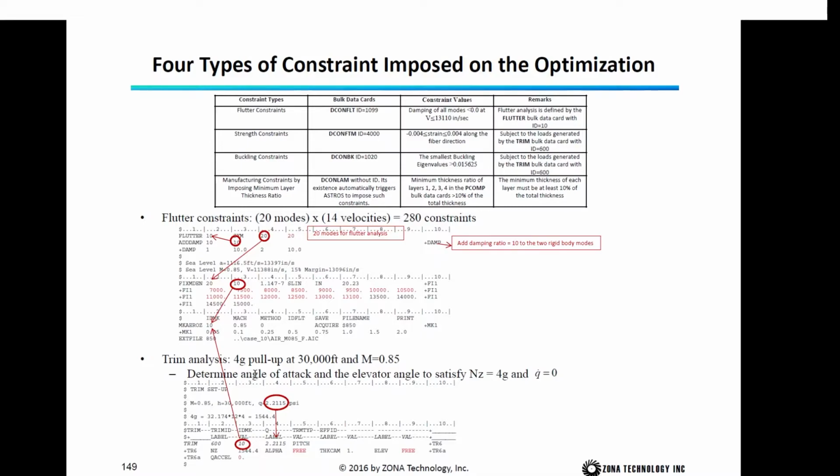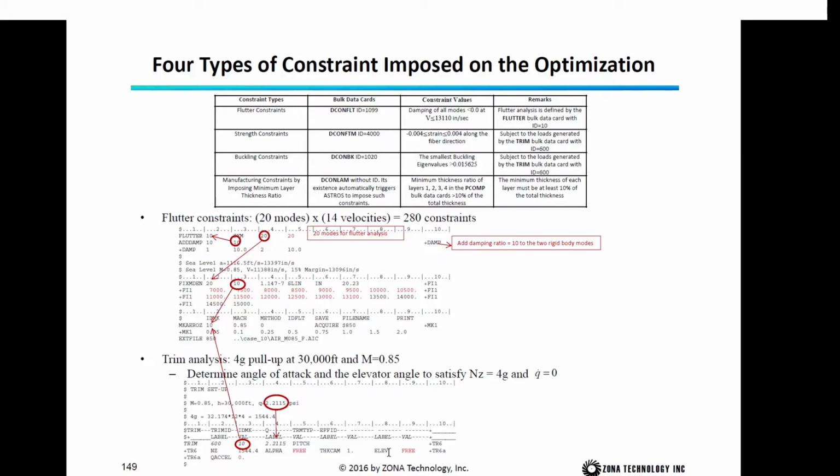The trim analysis is at 4G pull-up at 30,000 feet and Mach number 0.85. So we define a TRIM, and it refers to the MKAEROZ card, and the Mach number is 0.85, and the dynamic pressure is 2.2 psi. The trim condition is a pitch one. NZ is 1544.4, which is 386 times 4 inch per second squared. We have the mean flow create lift and moment, and we have an angle of attack to be free, and an elevator to be free.